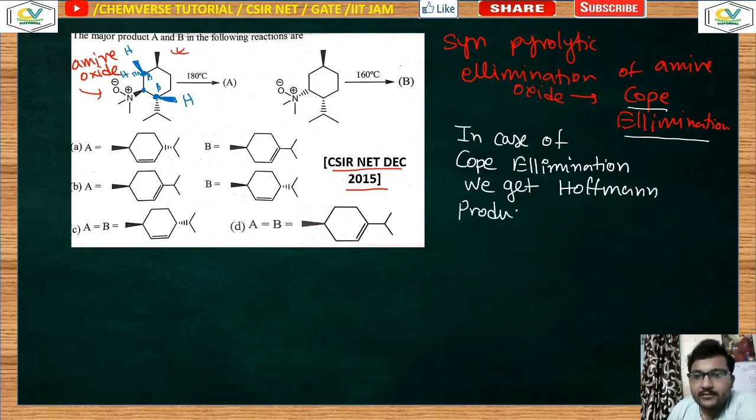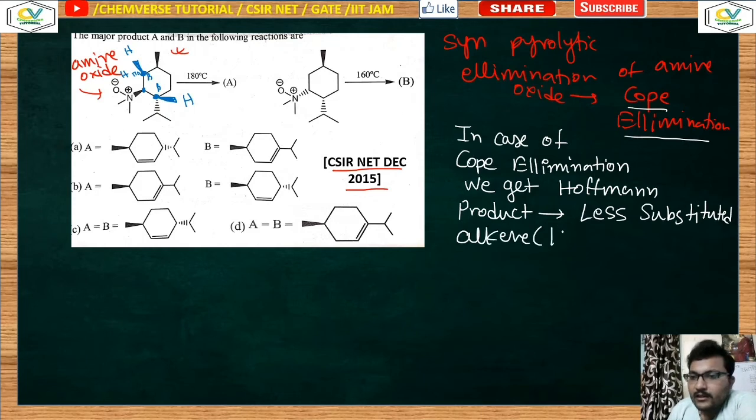Hofmann product means that is nothing but your less substituted alkene, or your kinetically controlled product, KCP. For this kind of Cope elimination, less substituted alkene is produced.